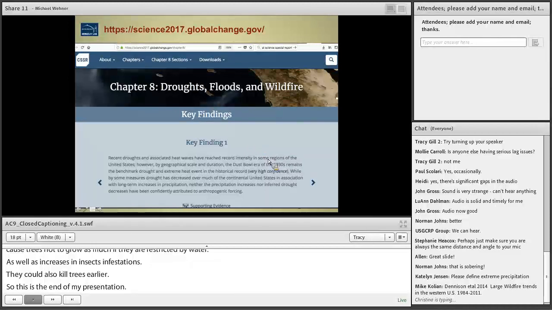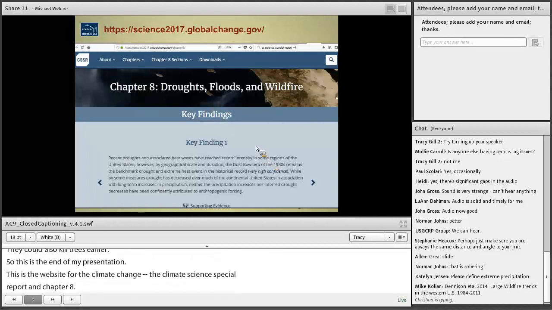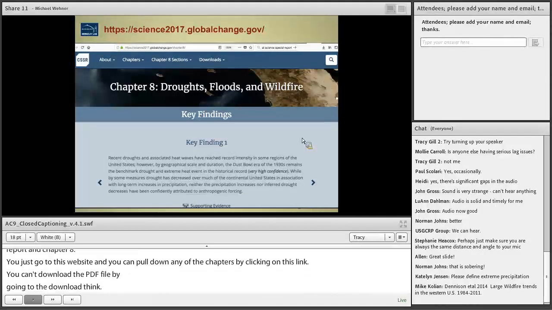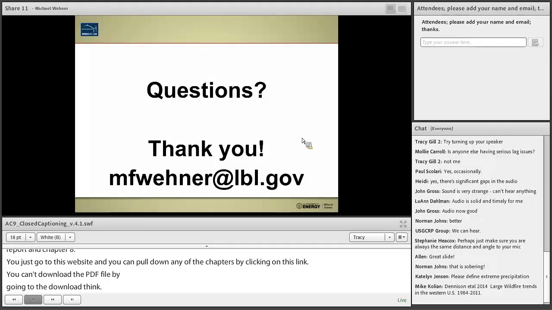You can download the PDF file by going through the downloads thing. But I think the real way to read this report, at least to browse it, is to use the rather excellent web interface. And so I'm available for questions.